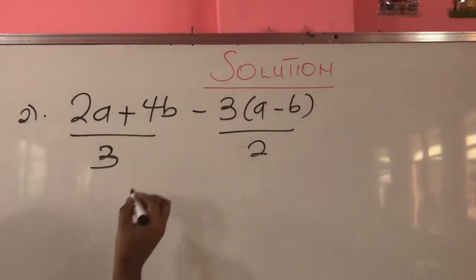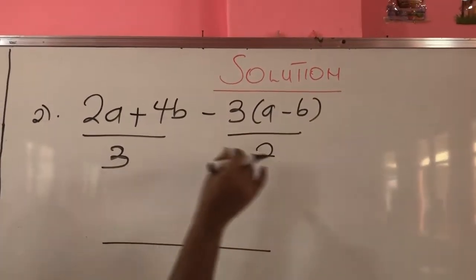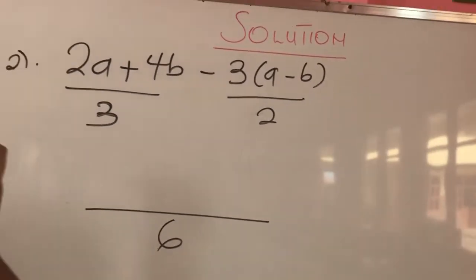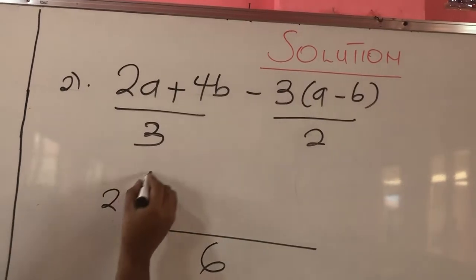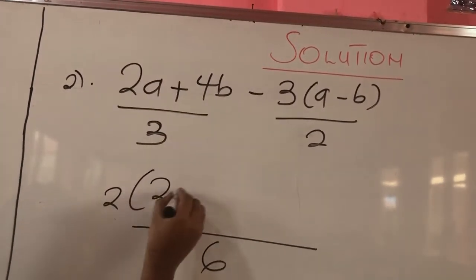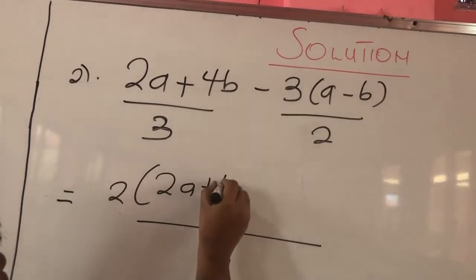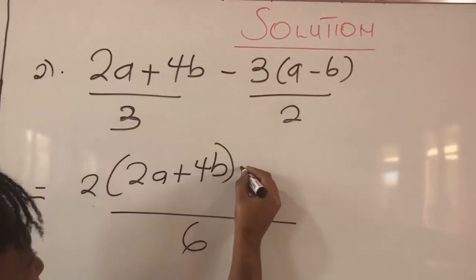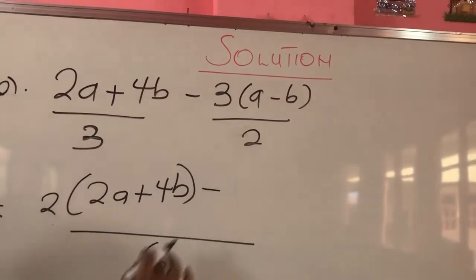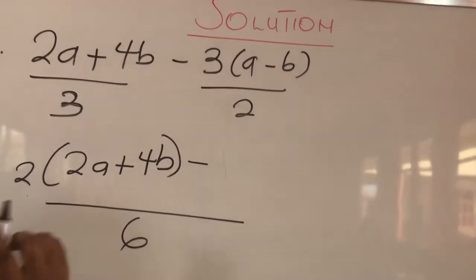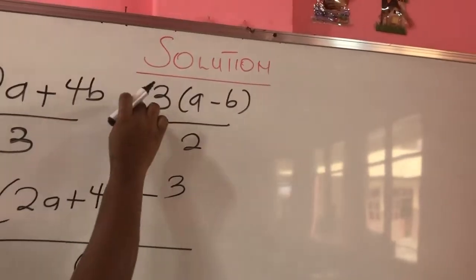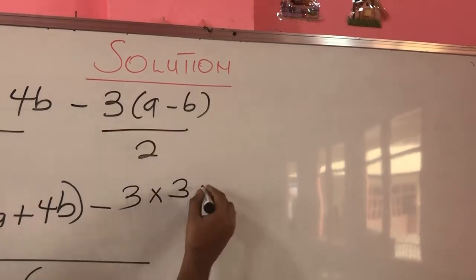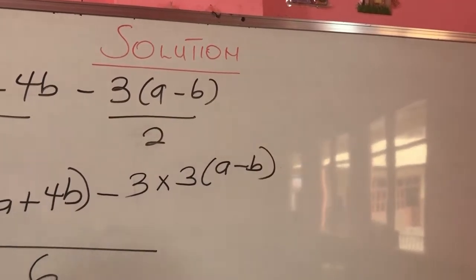Okay. Now, what's the first step? The LCM. What's the LCM of 3 and 2? It is 6. Then the next step, what number times 3 will give you 6? The number is what? 2. So you bring your 2 here. Then you put everything here in a bracket. So 2A plus 4B. Now look here. What is the operation sign here? Minus. Bring the minus here. Then what number times 2 will give you 6? The number is what? 3. So you bring your 3. Before you come and bring this one, it is multiplying, times 3. Then A, B.